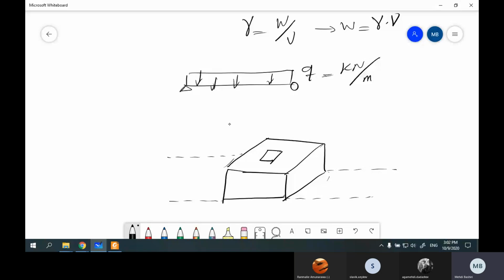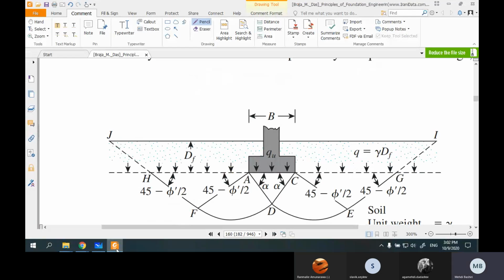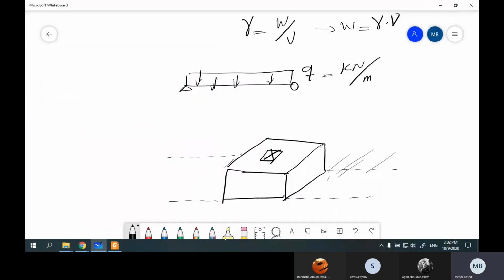This is the column, and here you can see the soil. About the bottom line, if you want to find this force or the weight, you have to assume two things. One of them is that you design or find the capacity for unit weights. What does it mean?